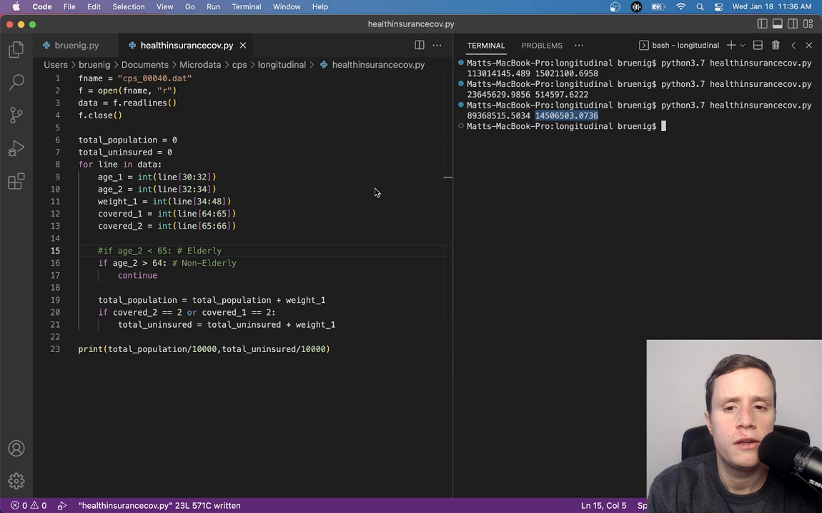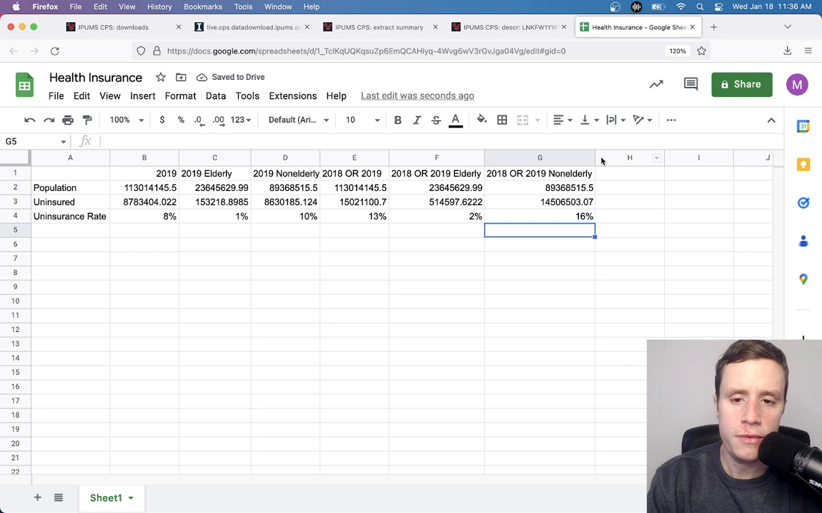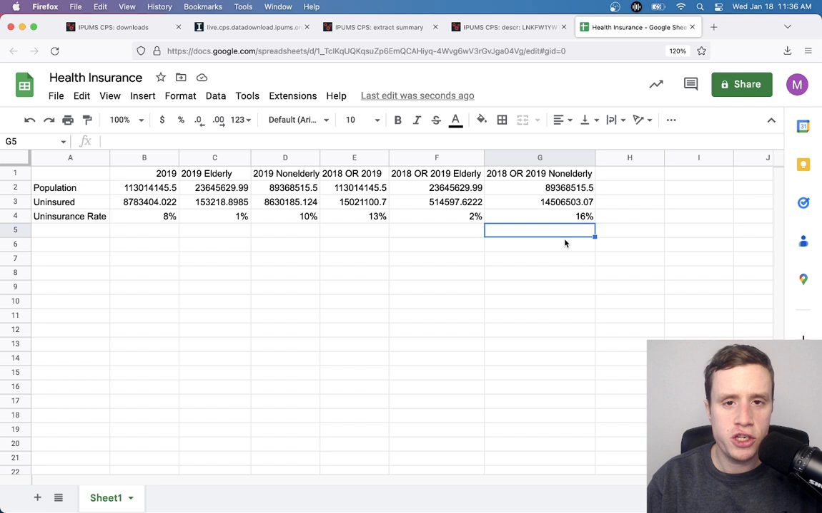Okay. For the non-elderly, we get 16%. So for non-elderly Americans, in March of 2018 or March of 2019, 16% of people were uninsured during one of those months or both of them. 16%. Again, I don't know what you want to make of that. That's what, one in seven? More than one in seven, right? Were uninsured in one of those 2 months or both of the months.